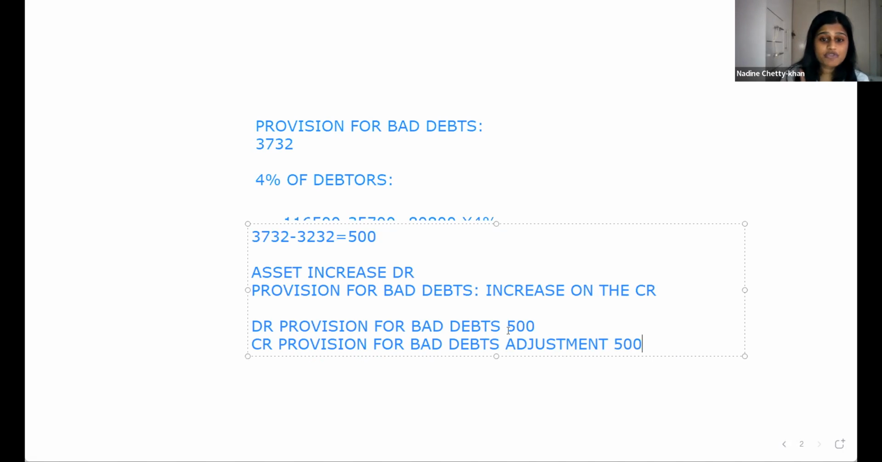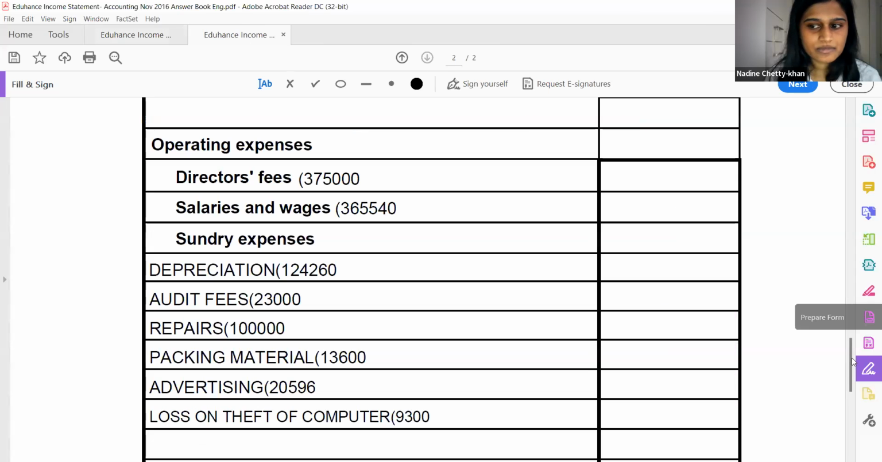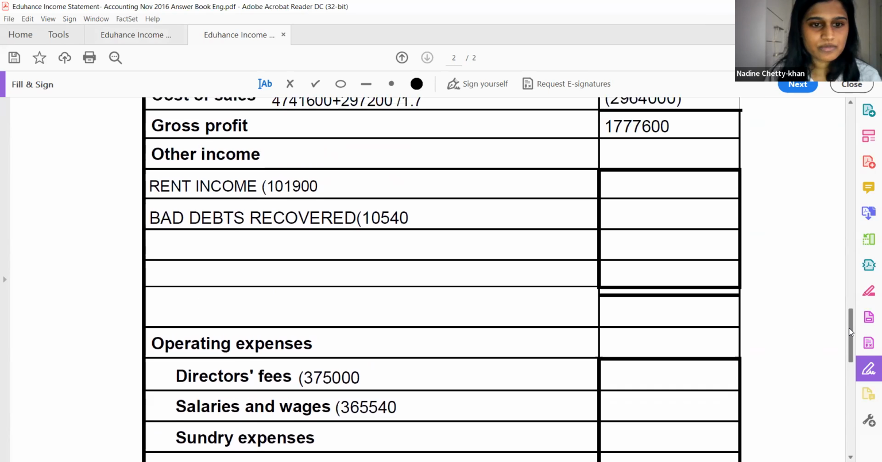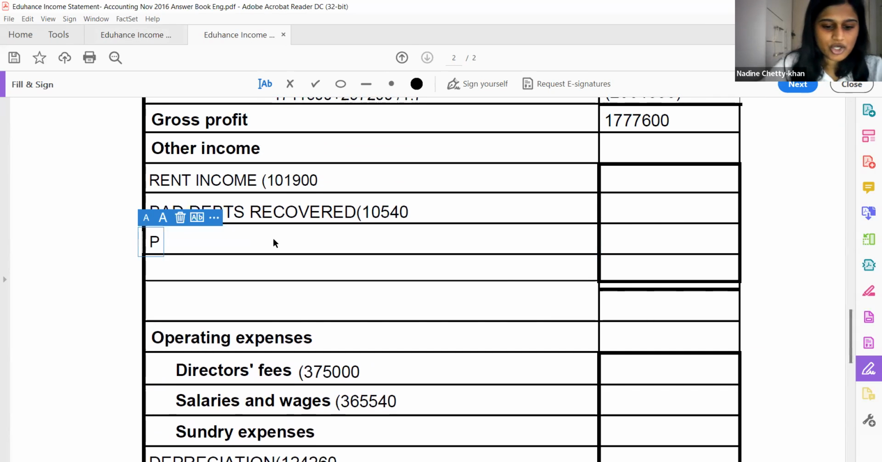So always be careful of the wording for this. The one that has adjustment to it goes in your income statement, but the other one that doesn't have the word adjustment to it is a balance sheet item. Now, because we are crediting it, a credit item is an income. So let's go back to our question. We are going to say provision for bad debts adjustment under other income of 500.